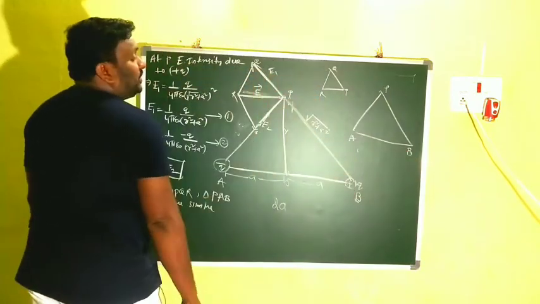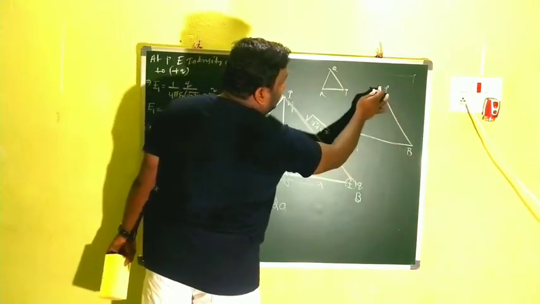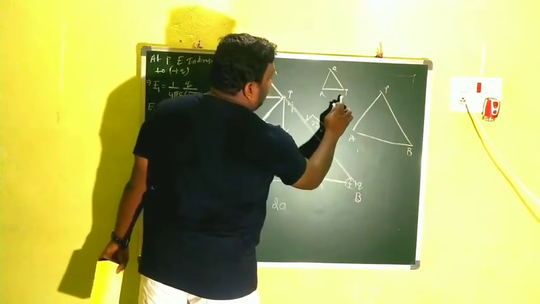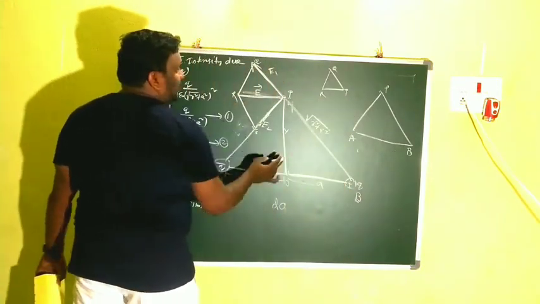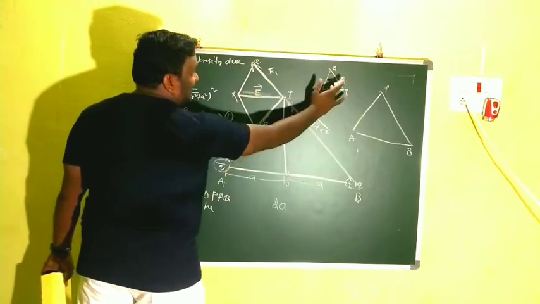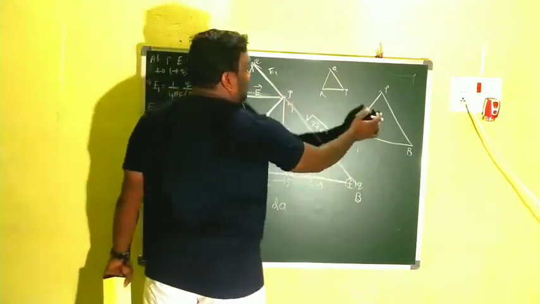PAB. Now here we have to write the ratio of same sides: PQ by PB or BP, and PR by AB. Clear children? I draw separately here. PQR is one triangle and PAB is another triangle. We have to compare these two.